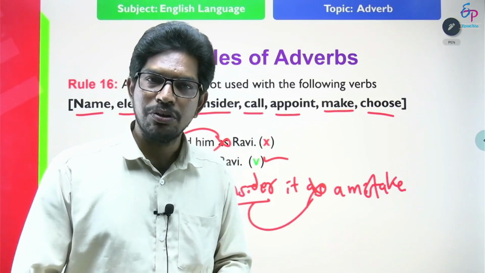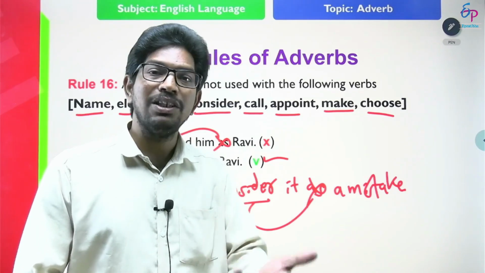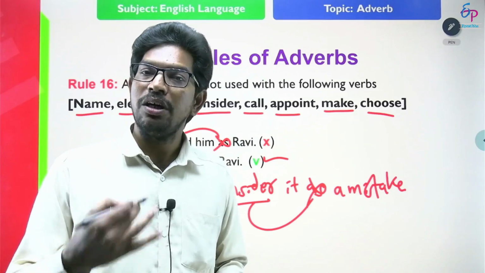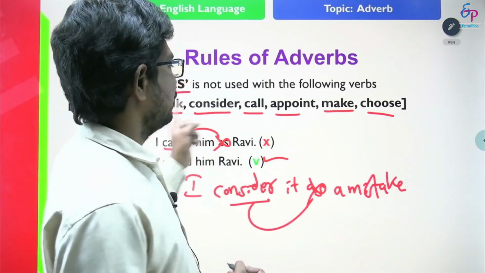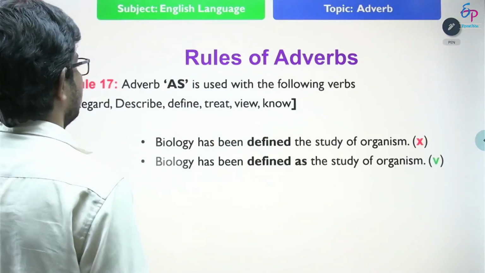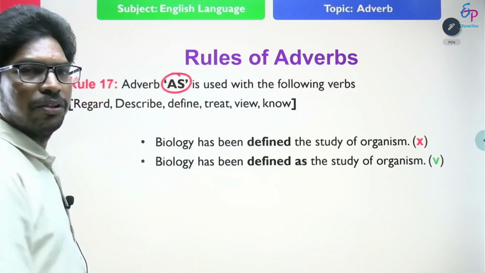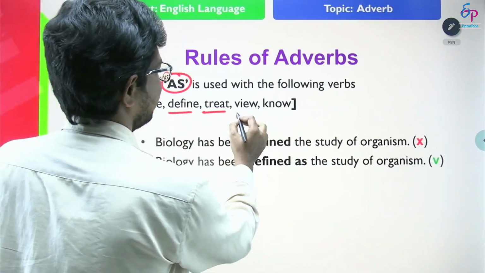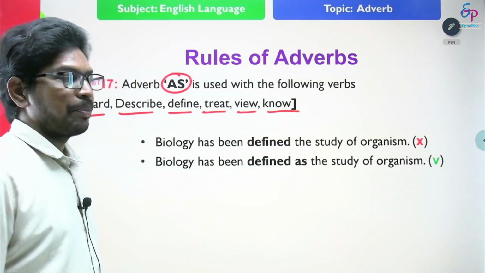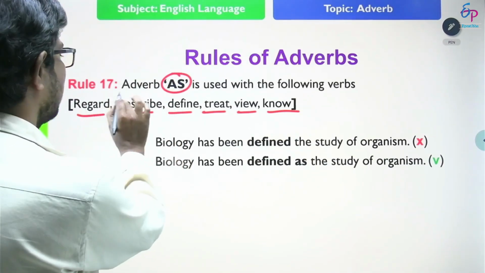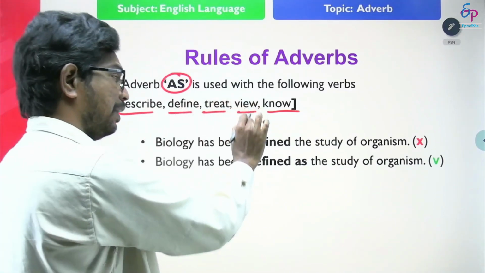Teacher called him as stupid. So wrong. Teacher called him stupid is correct. So as cannot be used with these verbs. So adverb as can be used with these verbs: regard, describe, define, treat, view, know. What are they? Regard, describe, define, treat, view.